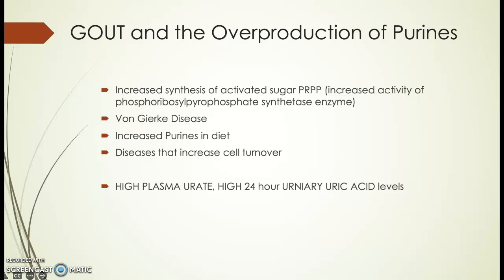Overproduction of purines can also result from a high purine diet or from conditions that increase cell turnover or breakdown, such as cancers, chemotherapy, or rhabdomyolysis. Elevated serum urate levels and elevated 24-hour urinary uric acid levels would be suggestive of overproduction as the cause of gout. And this is not the case with this patient. He had elevated plasma urate, but he had decreased urinary uric acid levels over 24 hours.